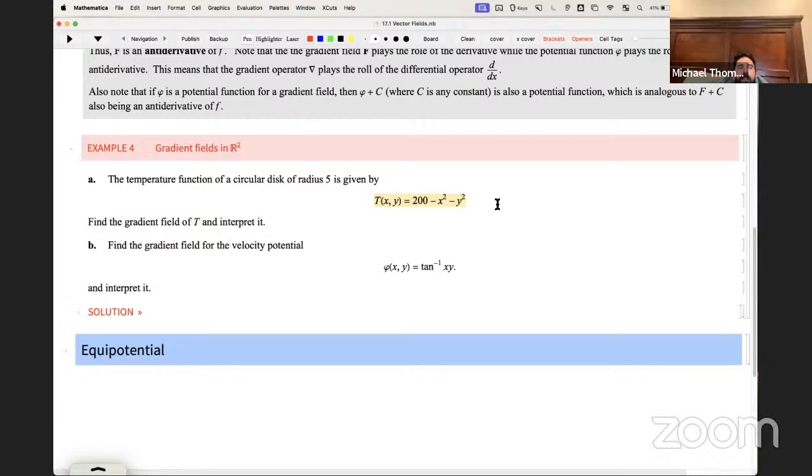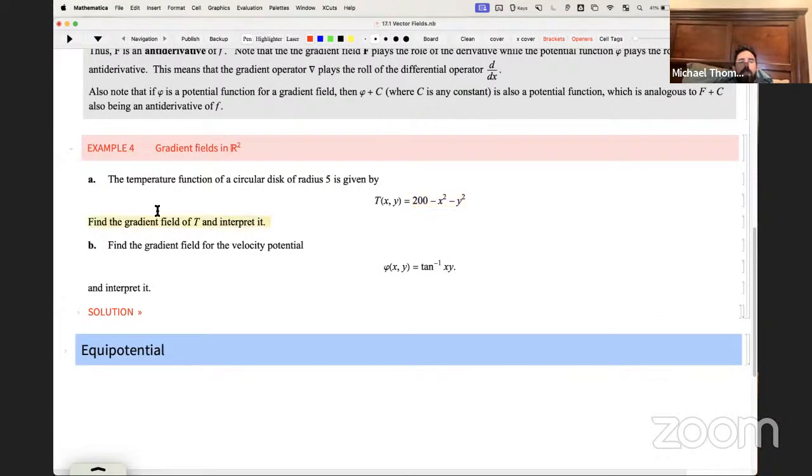So this is a temperature function we're defining on a circular disk of radius 5. You could probably try to visualize this thing over this disk of radius 5. The temperature is going to be greatest at the origin of the disk when x and y are both 0. It'll be 200. And as we move away from the origin to the edge of the disk with radius 5, it looks like the temperature is going to drop to 175 degrees once we hit the edge of the disk in any direction.